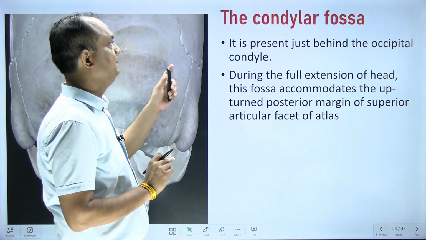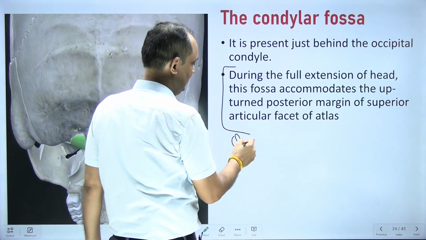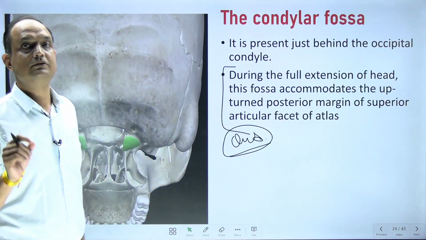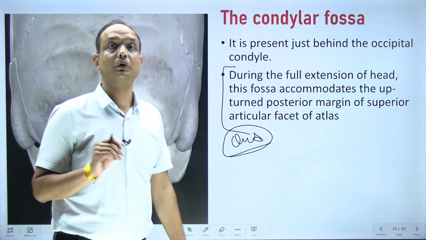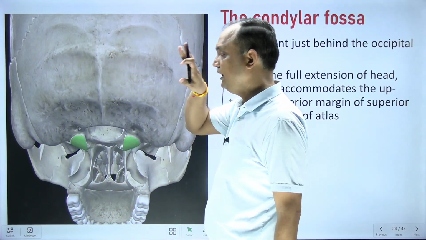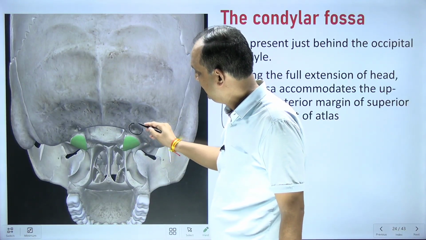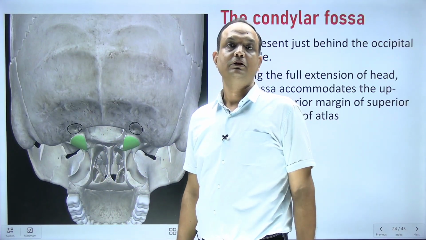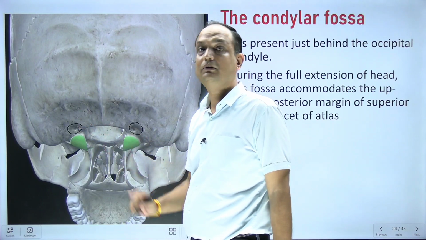Now what is the condylar fossa? This is a very important question, and a very important spotting question for your exam. What is the importance of the condylar fossa? First, what is its location? I am saying this again and again: this is the posterior view, and here you will find a depression behind both sides of your occipital condyle. So the condylar fossa is present behind the occipital condyles.